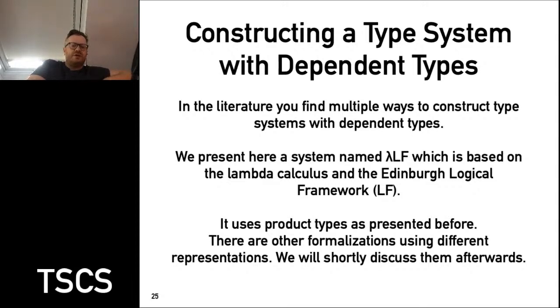Right now, we're talking about the Lambda LF framework, which is based on the lambda calculus and the so-called Edinburgh logical framework. This is a logical framework defined by researchers from Edinburgh, as you see, quite natural. And this thing uses product types as we present them here. However, out there, if you look for that topic, you would find other formalizations using different representations. I will shortly discuss them afterwards, not to confuse you too much.